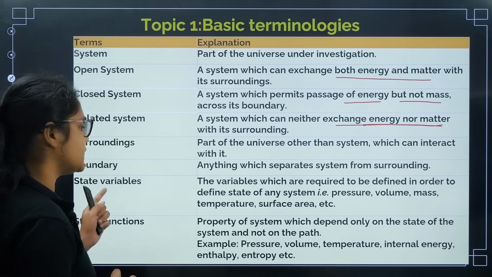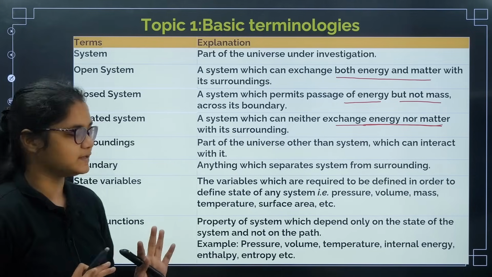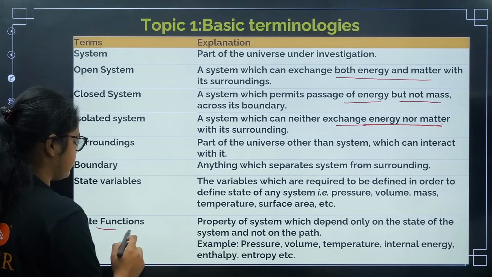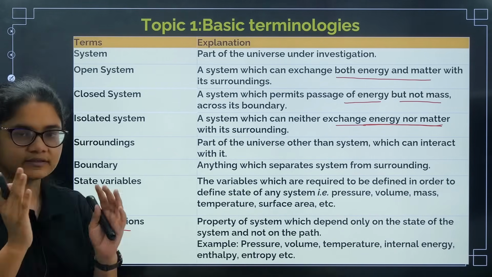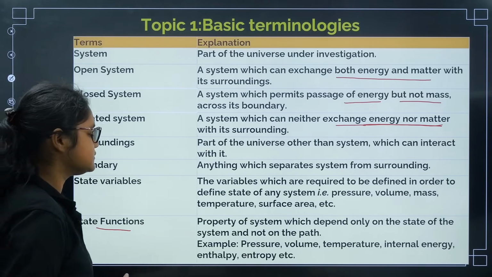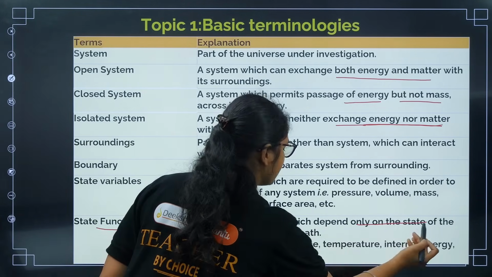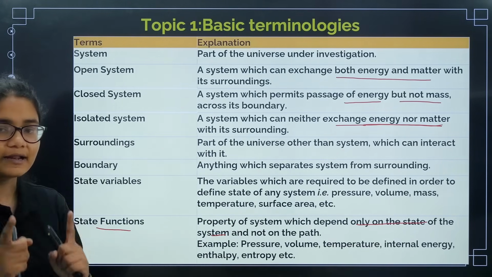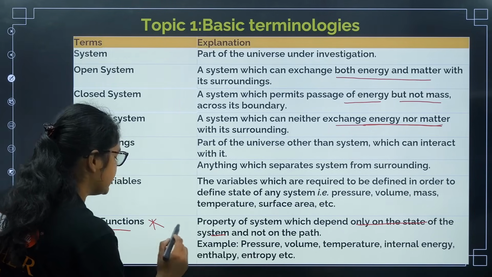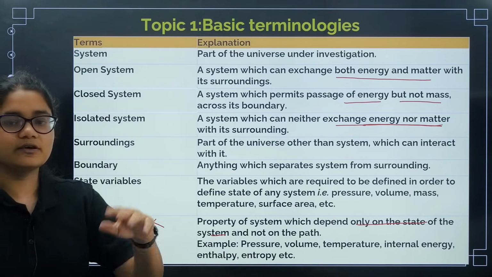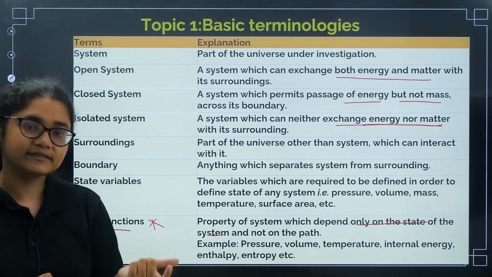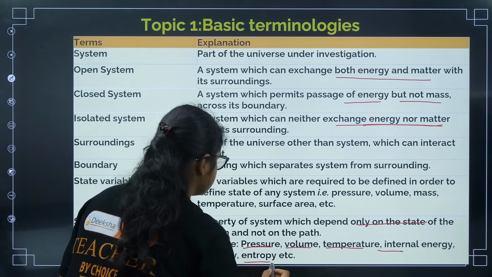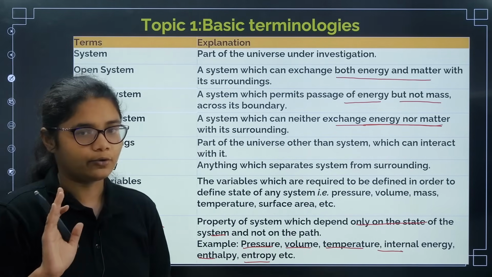Okay, now coming to surrounding. So anything except your system is called surrounding. Boundary, the thing that separates your system and surrounding. State variables and state functions. So state variables tell about the state of a system, and state functions are those which do not depend on the path and only depend on the initial and the final state. So here you write down these examples, you have to remember. Questions are asked, which of the following is not a state function, which of the following is a state function, right? So that's why you have to remember all these examples: pressure, volume, temperature, internal energy, enthalpy, and entropy, right?